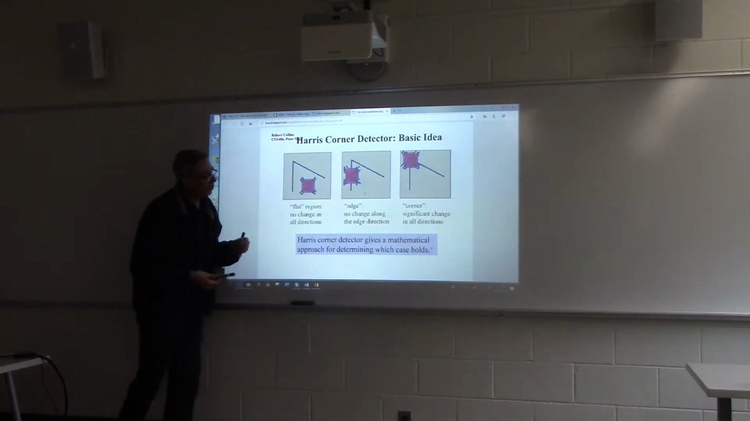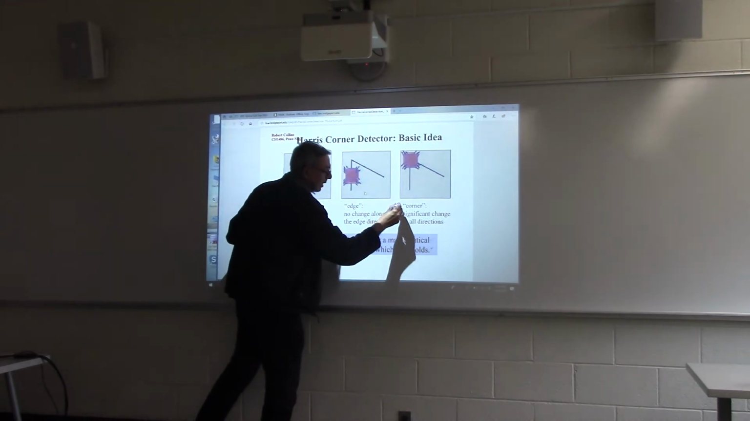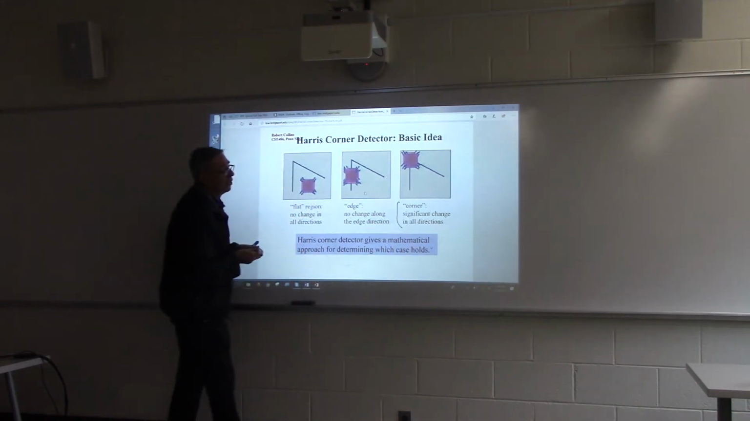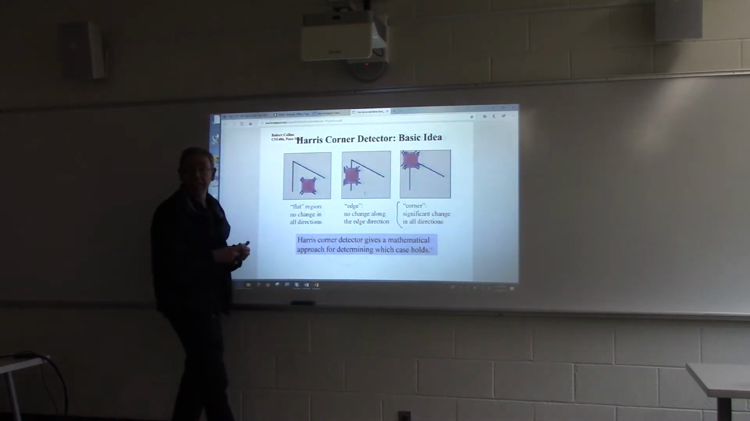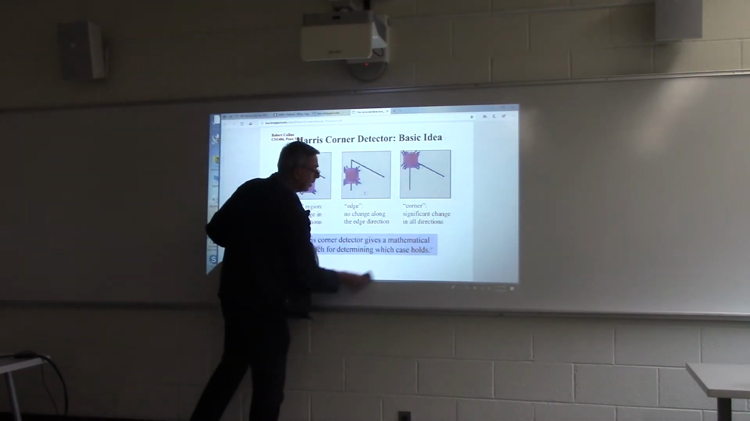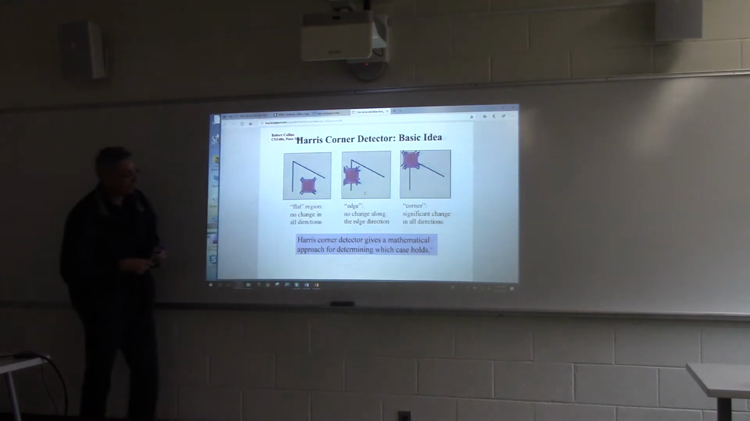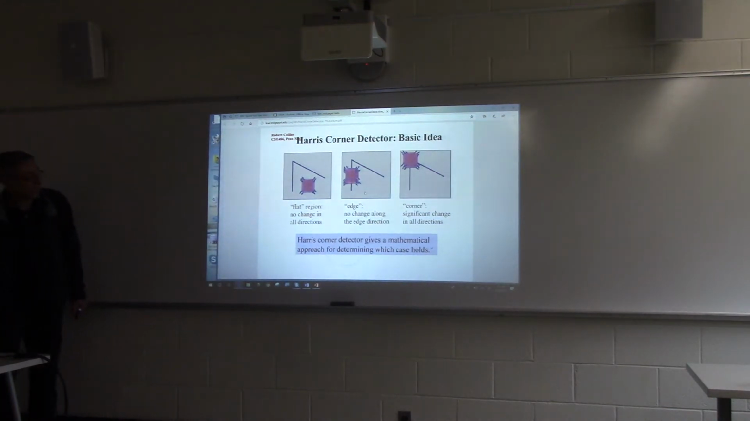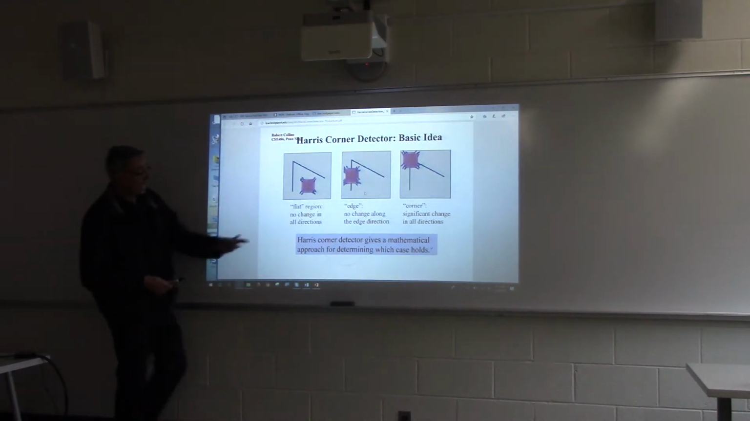Okay, so as you know, the author says, for a corner, we should expect significant change in all directions as we move the small window. Okay. So now let's take a look at the mathematical approach.